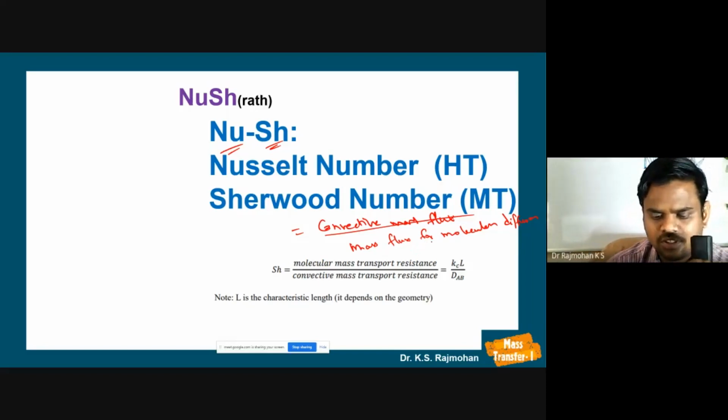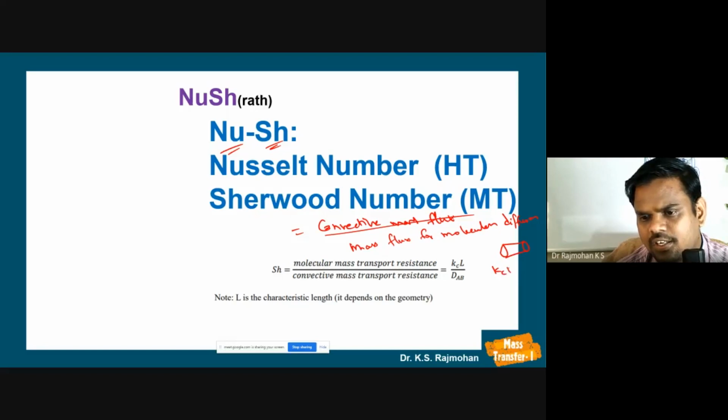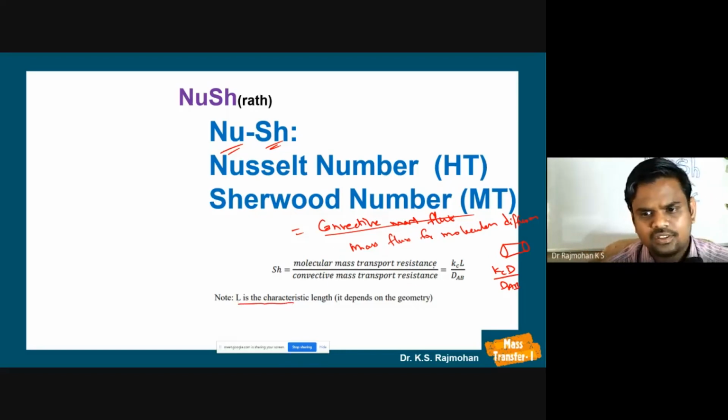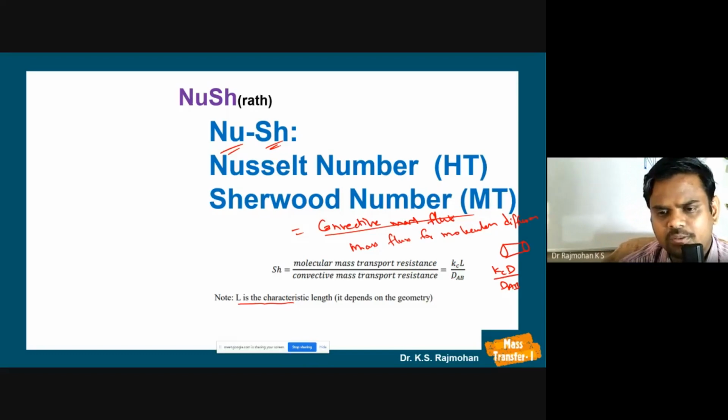So it is given by kL over DAB. This L is the characteristic length. If it is for a pipe, you can say kc d by DAB. So this L is the characteristic length. This mass transfer coefficient, as we have already seen, can be kG, or it can be in other mass transfer units also, depending upon the driving force. So that is the Sherwood number.